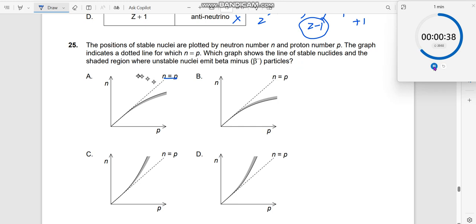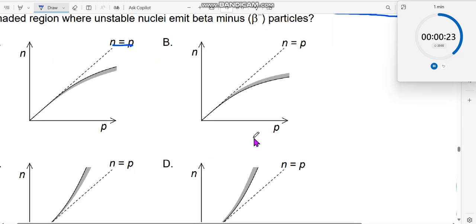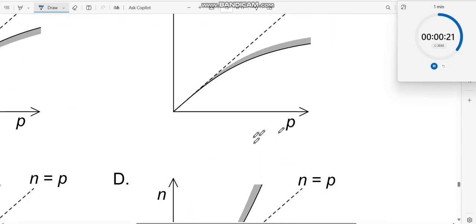There are two parts in this graph. One shows the line of stable nuclei, and the shaded region is where the unstable nuclei emit beta particles. This question has to be answered very carefully. If I zoom in here, you see there is a dark line, and above this there is something like a shaded region. Every graph has something like this.